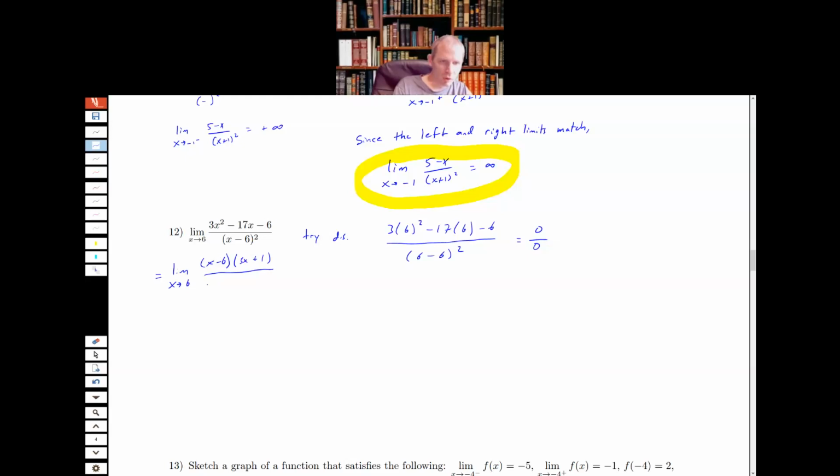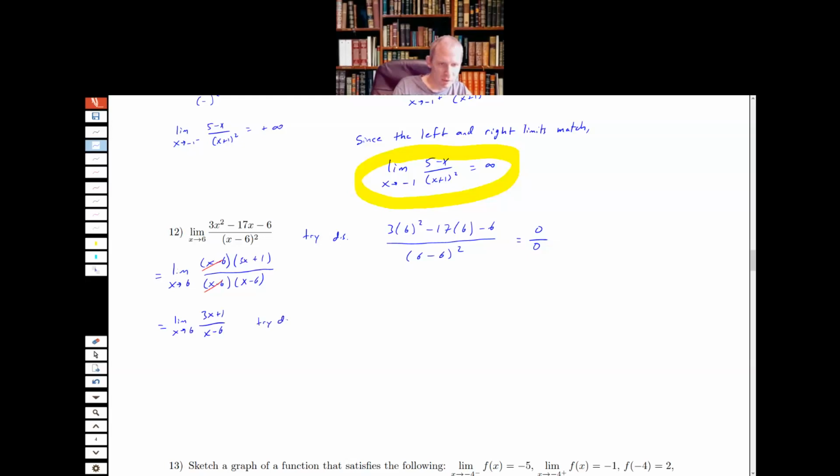The denominator is already essentially factored. I can write this as x minus 6 times x minus 6, but it's already factored for me. I say, okay, great. Cancel the x minus 6 terms. So this is equal to the limit as x approaches 6 of 3x plus 1 over x minus 6.